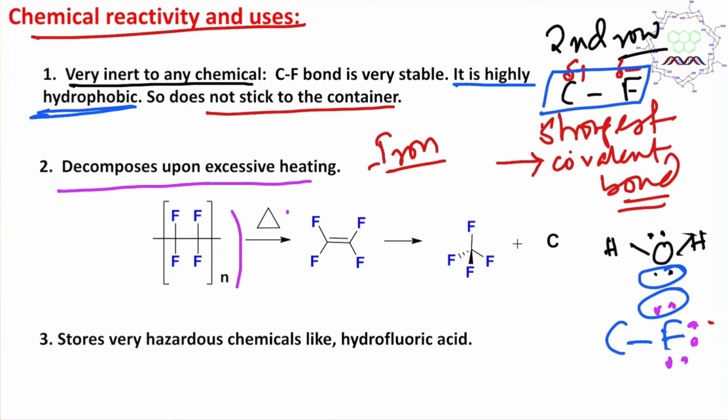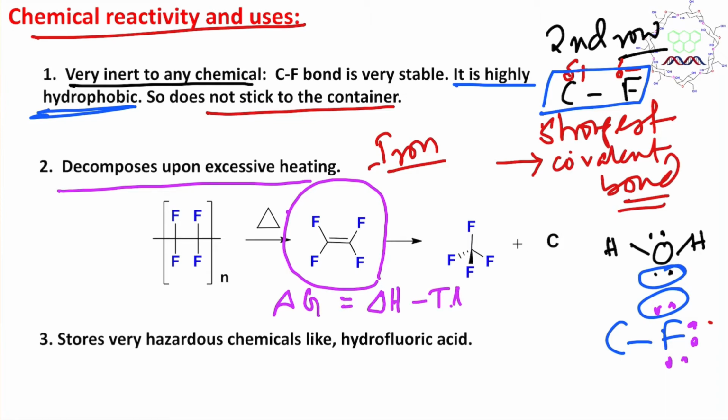You can see if you heat this polytetrafluoroethylene, what happens? Initially it produces its monomer. So you can consider ΔG = ΔH − TΔS. For this reaction, you are increasing temperature. Consequently, the entropy term increases and ΔG will have a more negative value. So it's actually a depolymerization reaction, you can consider.